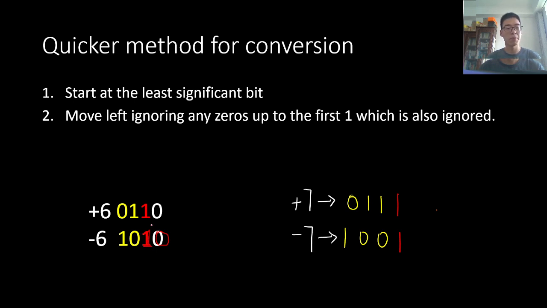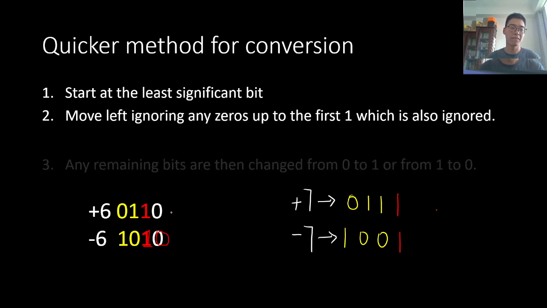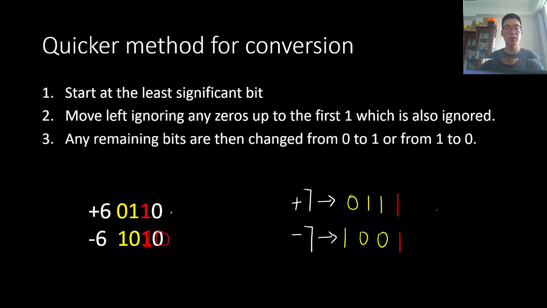Then for the remaining bits, we do something different. The remaining bits are flipped around, so 1 will change to 0 and 0 will change to 1. So for this one, all the zeros starting from the least significant bit, we directly copy down. The first one, we also copy down, which is in the color red. And then we flip around the numbers in yellow. So 0, 1 flip around to 1, 0.